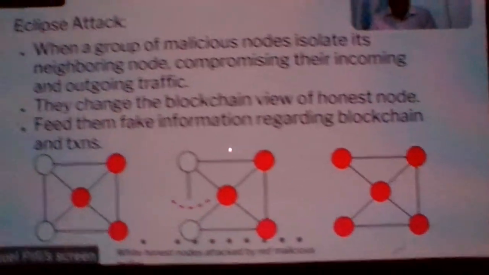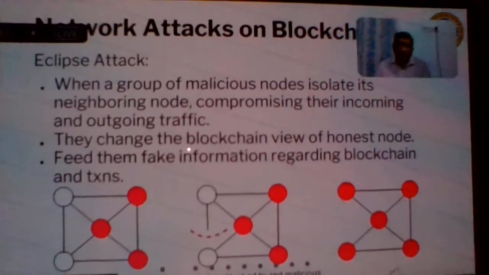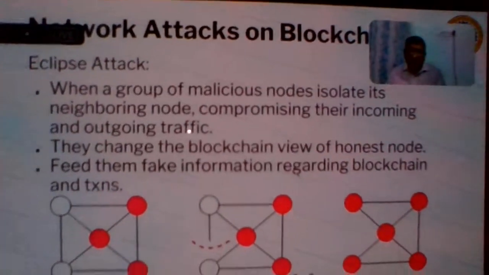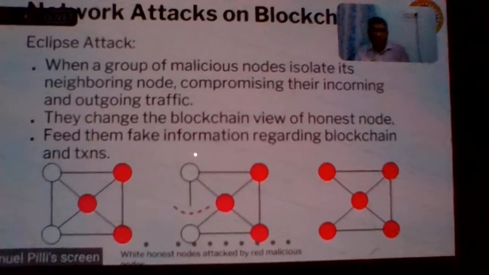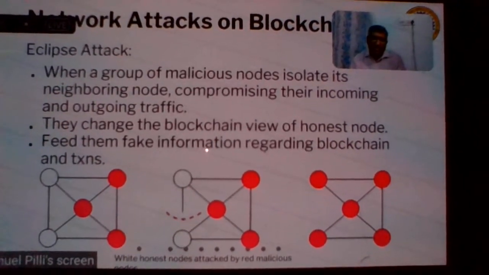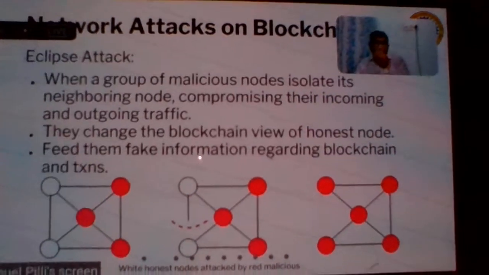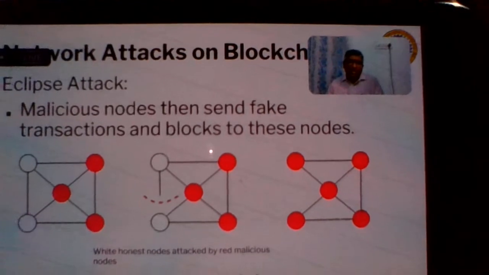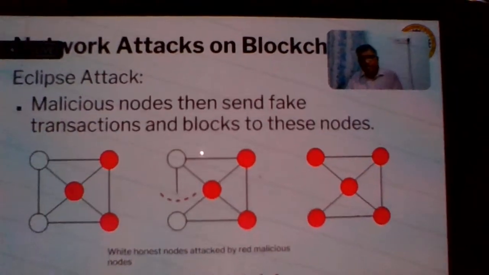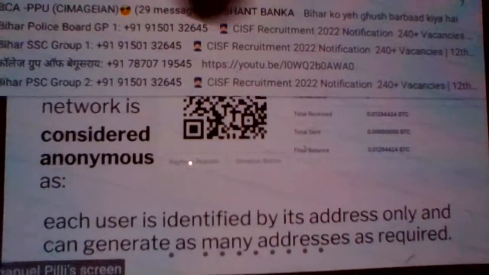Similarly, you can have network nodes which can compromise their incoming and outgoing traffic and change the blockchain view. They feed them with fake information regarding the blockchain transactions. All these white ones are the safe nodes, but all the pink ones are not. The white nodes are honest nodes which are attacked by the red malicious nodes, and slowly, as the white nodes are attacked, they also become malicious nodes, right? The malicious nodes then send fake transactions and blocks to these nodes. The white honest nodes attacked by red malicious nodes are also becoming malicious nodes.